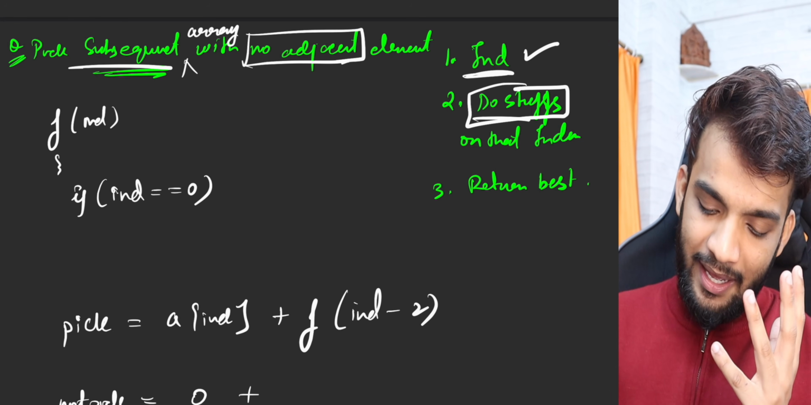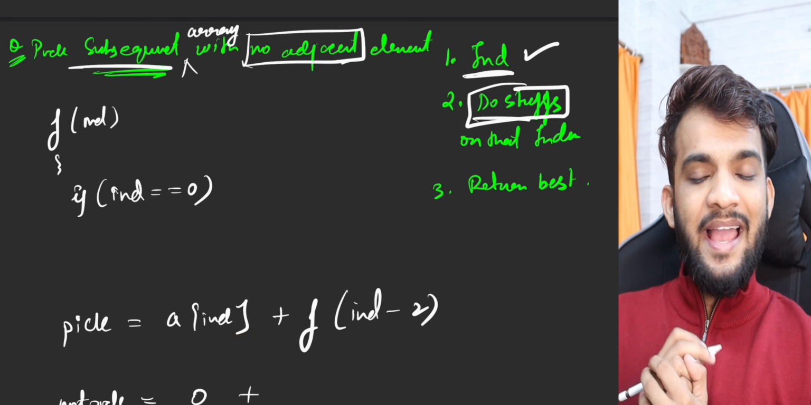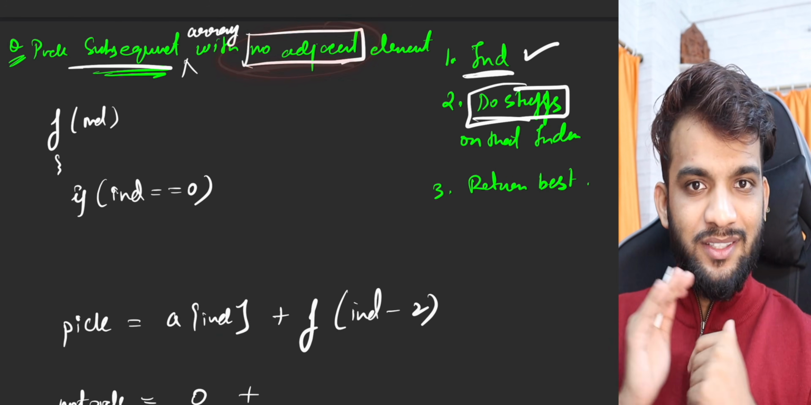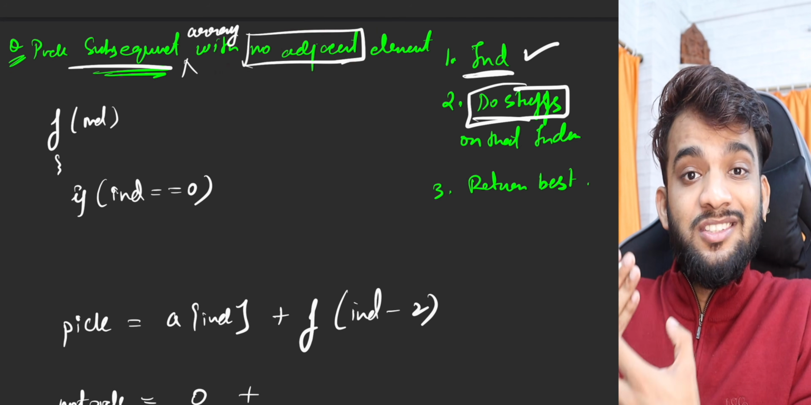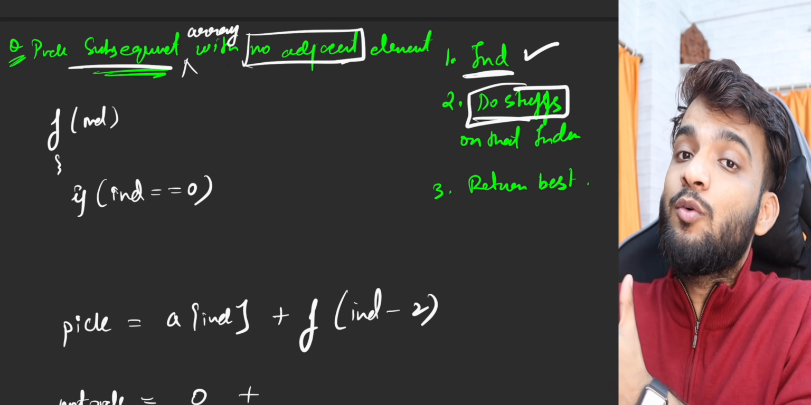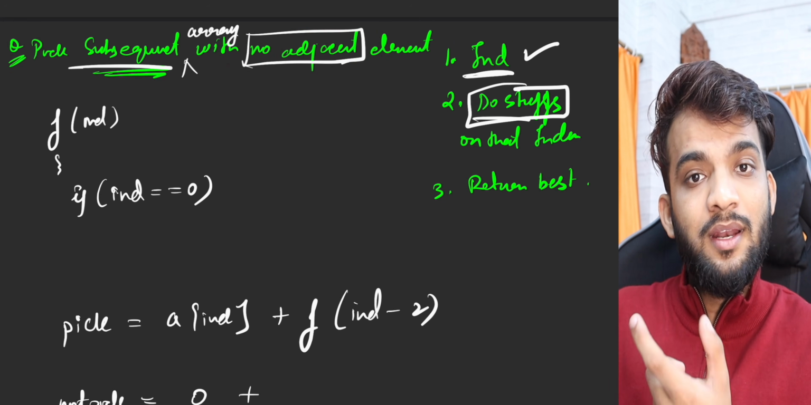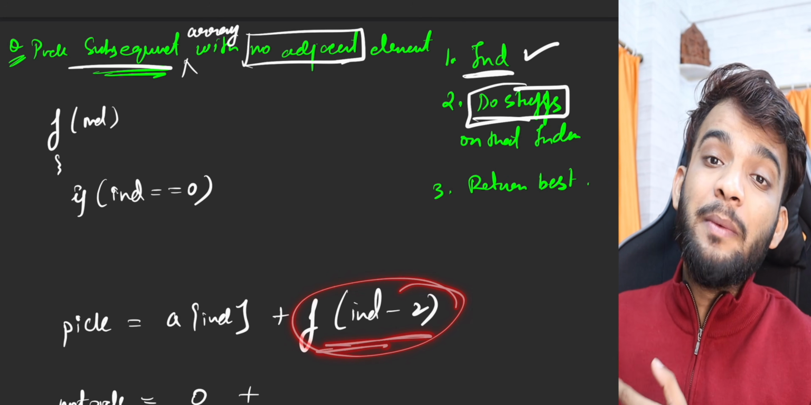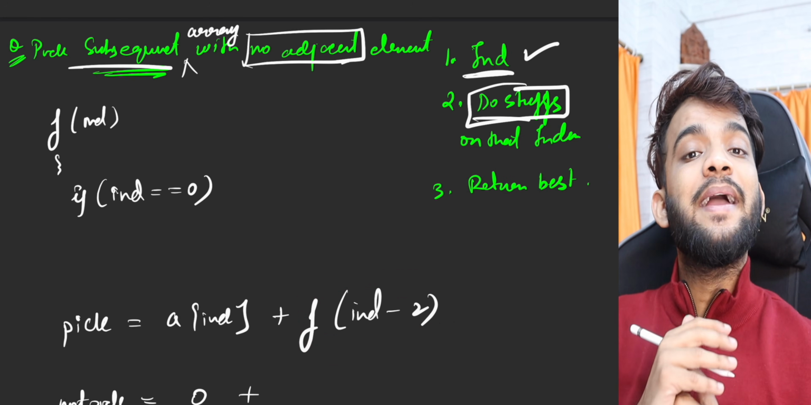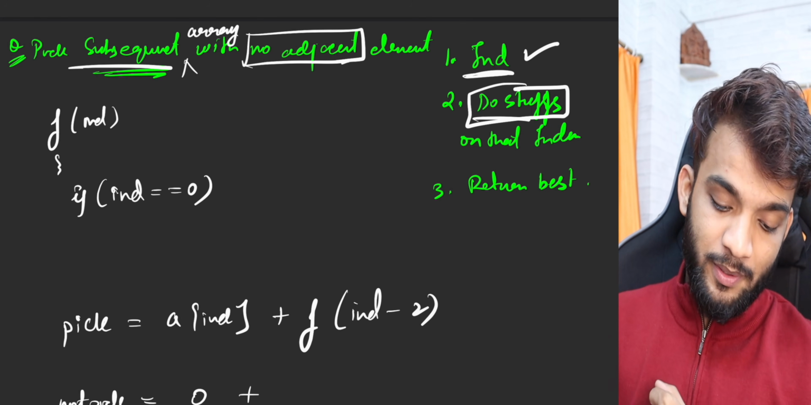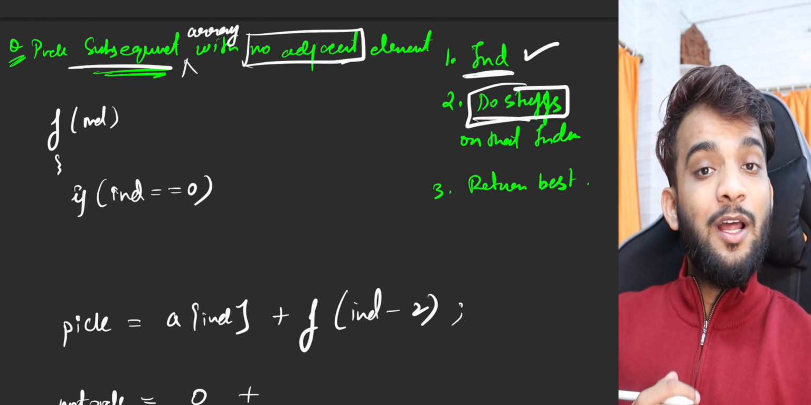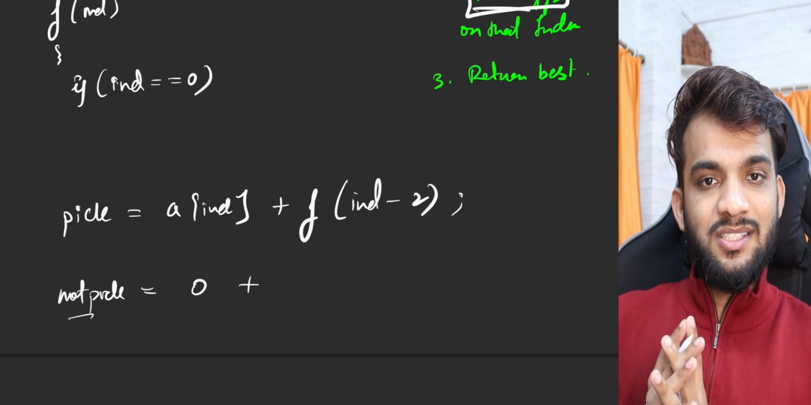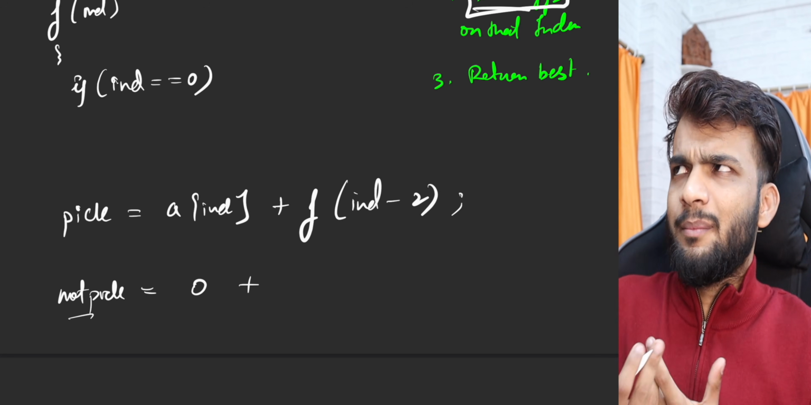Makes sense? Because if I am picking index, I cannot pick index minus 1, because the condition states no adjacent. So the transition, instead of going to index minus 1 and deciding what we will do for index minus 1, is that we go back to index minus 2, because index minus 1 cannot be picked. Now if I decide that I'm not picking an index, can I pick index minus 1? Makes sense.